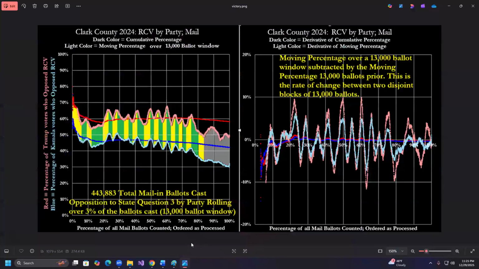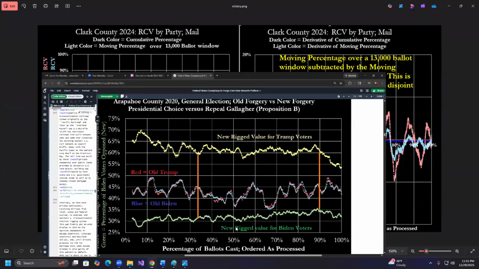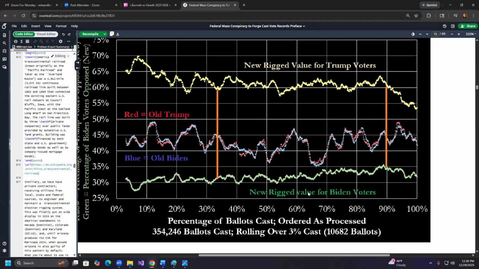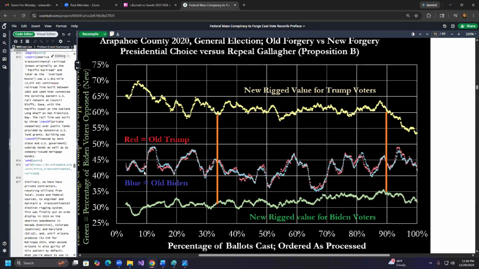And the only reason they bothered to even change it was how stupid obvious it was. If you went to any other county in Colorado, there was like a 30 to 40% difference between Trump and Kamala voters. But in the original Arapahoe cast vote record, there was zero. Red and blue. It's not just their rates of change that are the same.